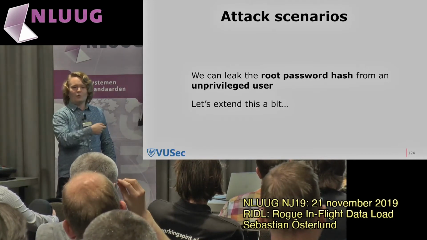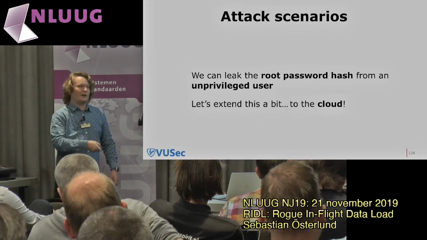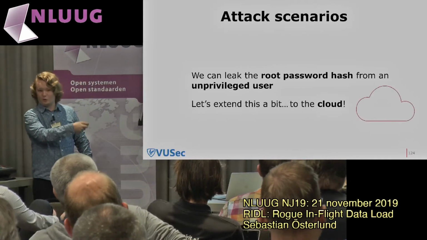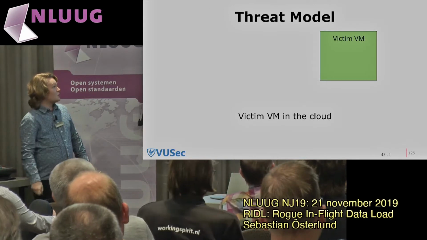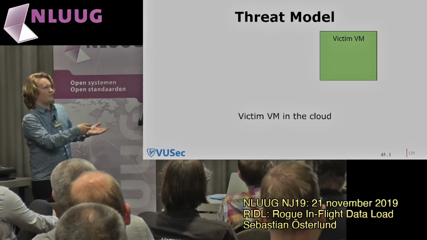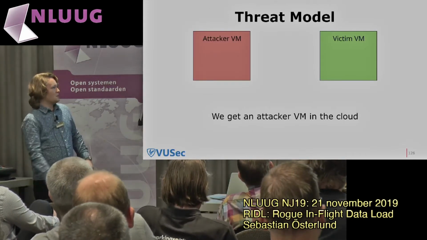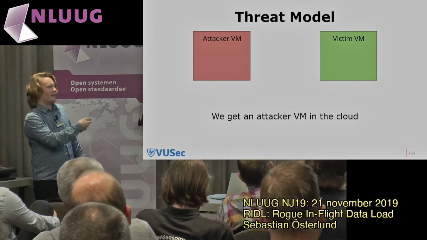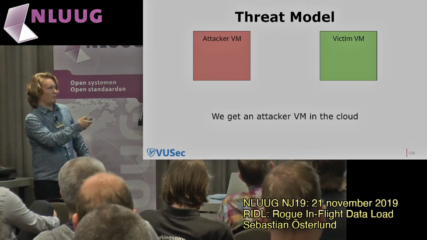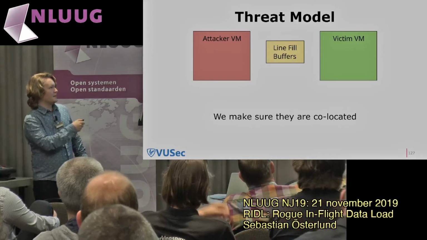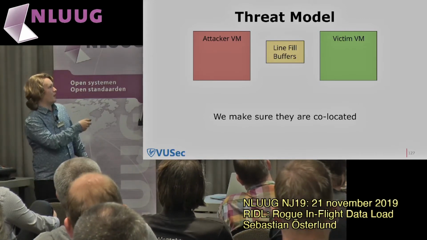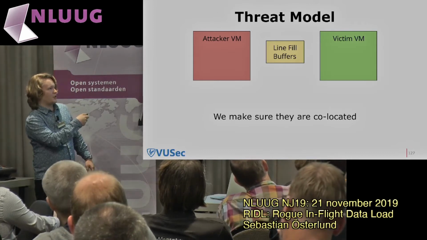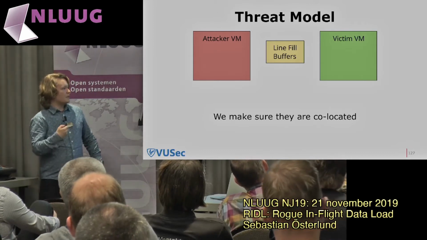But okay, you need local execution access on the machine, so let's extend this a bit. And of course, cloud computing is super hot at the moment, so let's do a cloud attack. Suppose you have a victim VM in the cloud that you want to attack. What we need to do is get an attacker VM that's co-located with this victim VM, so on the same machine, and basically so that they share the line fill buffer, so you have two hyperthreads that are shared on the same core.